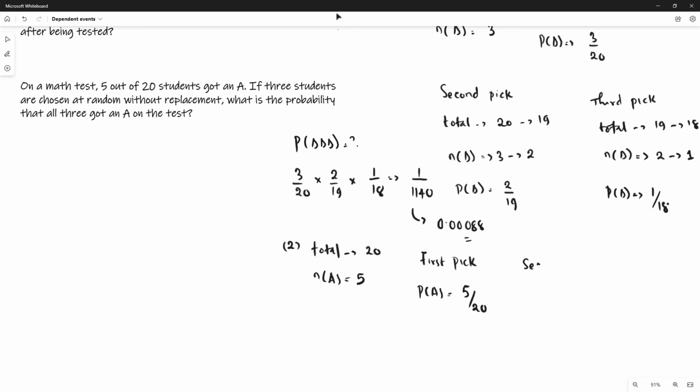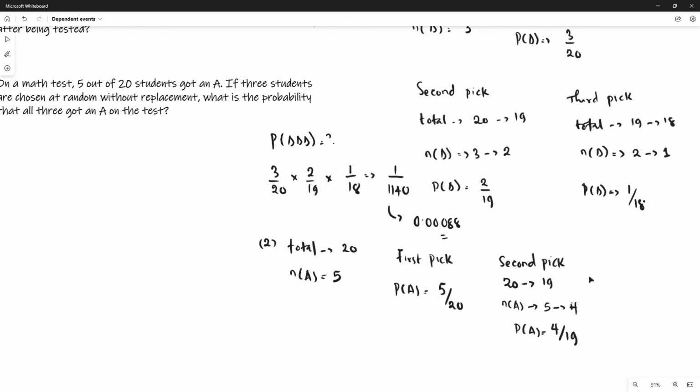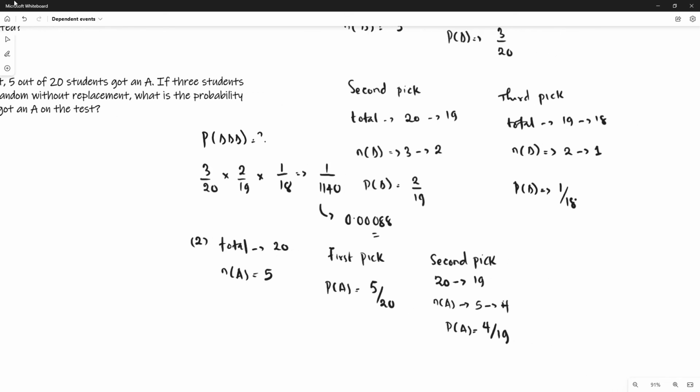And let's go to the second pick. For our second pick, the total number of students has reduced from 20 down to 19, and the number of A students has gone from 5 down to 4. So that means the probability of picking an A student at the second pick is equal to 4 divided by 19.